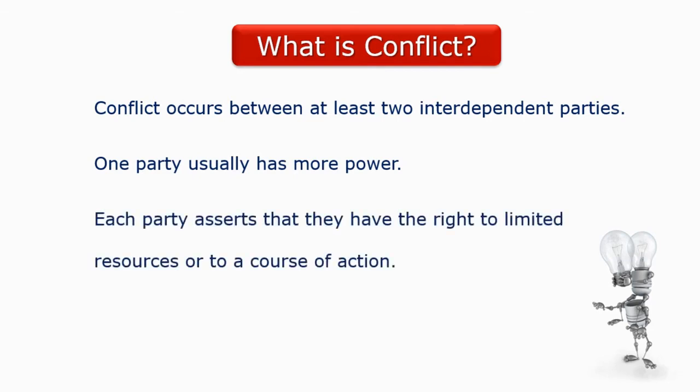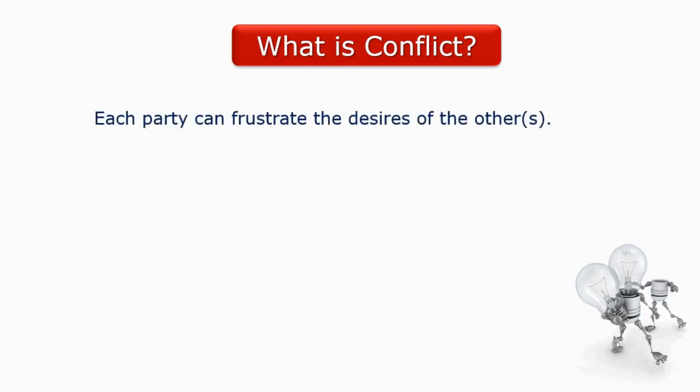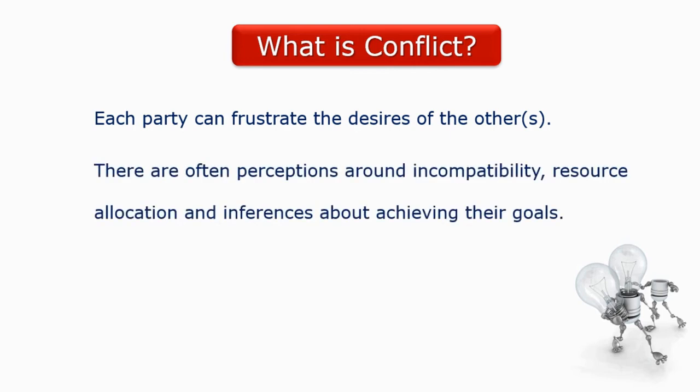Each party asserts that they've got the right to any limited resources, to a particular ideal, or to a particular course of action, and it's through this assertion that conflict is likely to escalate. Each party can frustrate the desires of the other party, and there are often perceptions around compatibility. What is acceptable, what's not acceptable, what's compatible, what's incompatible. There are perceptions around resource allocation, and there are inferences around achieving goals.